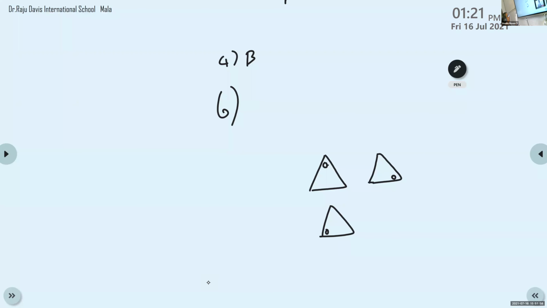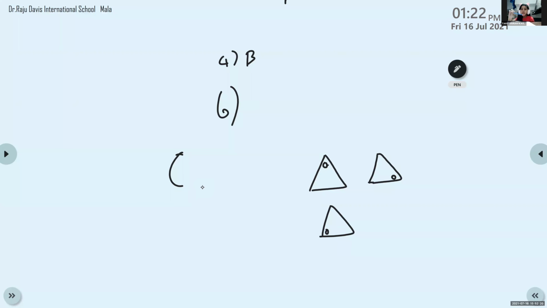Now I am explaining the sixth question. You can see one triangle. The shape that looks the same after a quarter turn and a half turn. Which figure will not change? Circle.